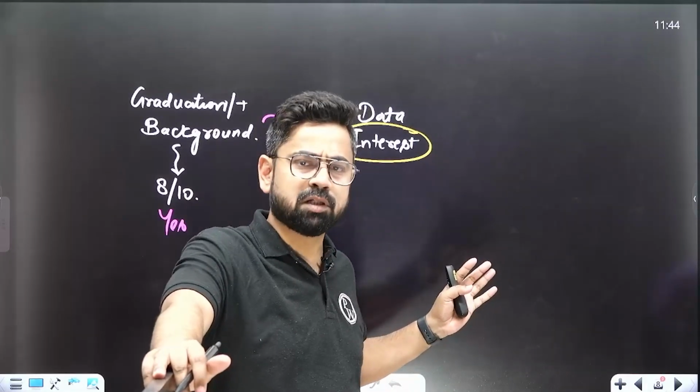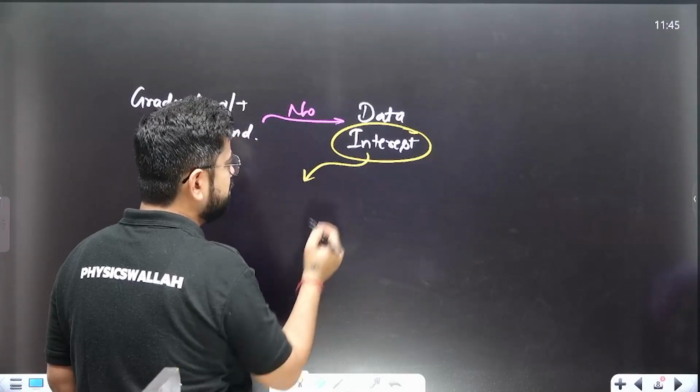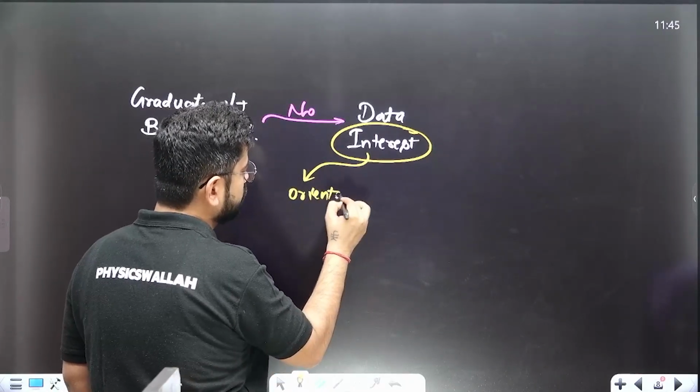So why not for optional? So you have to find it out. So you have to seek interest. You have to find out if you have interest. For example, you'll have to see the orientation videos, right?